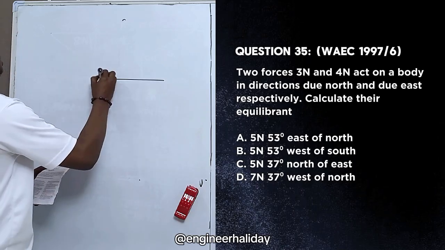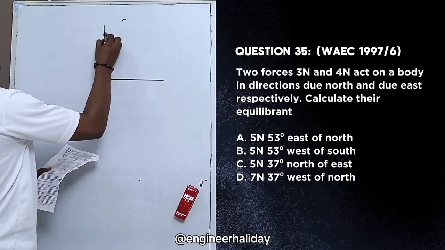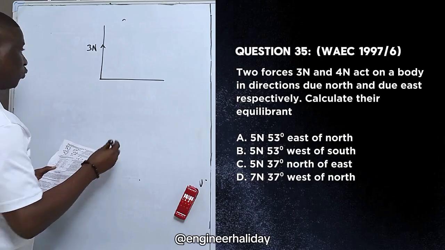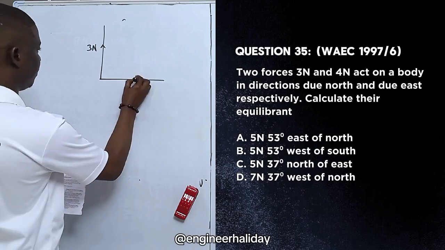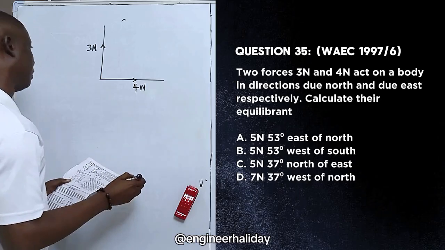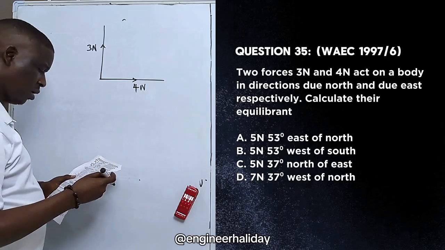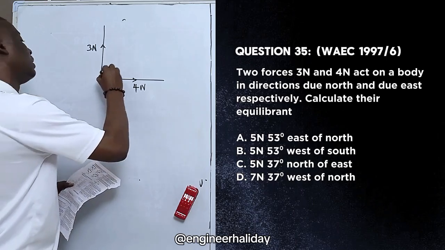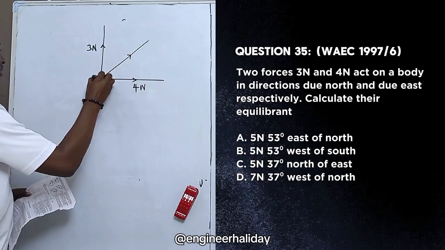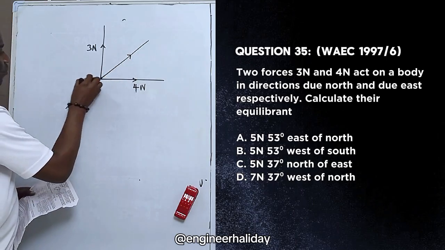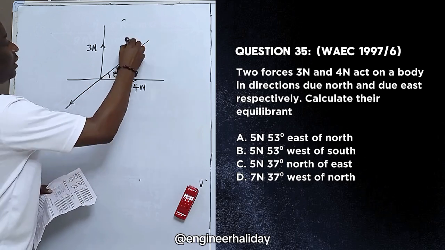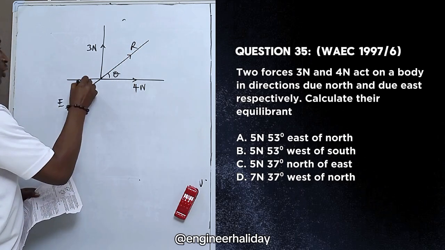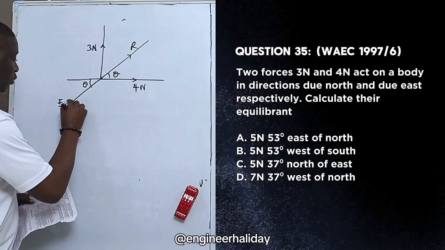Which one is due north? Due north is 3 Newton, and due east is 4 Newton, according to the question. Now they say to calculate the equilibrium. So this is the resultant, and this is the equilibrium. Just find the angle here. This is the resultant, and this is the direction of the equilibrium. So that's what we are looking for.